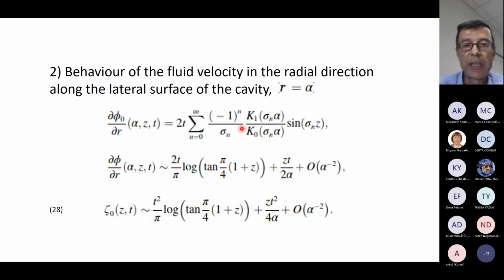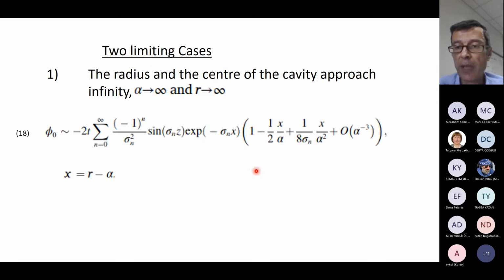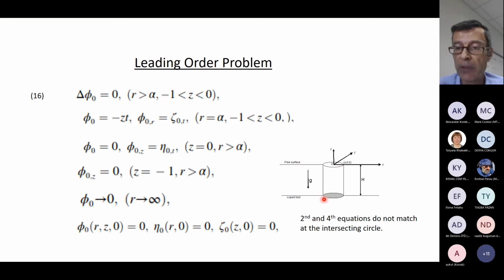Okay, we calculate the velocity here, and then we split this infinite summation into two parts. For the infinite parts, we use the asymptotic forms of these Bessel functions. And then after some algebra, we arrive at these results. Now the first term denotes a logarithmic singularity as z approaches -1. That means as we approach the intersecting circle at the rigid bed, which is this one here.